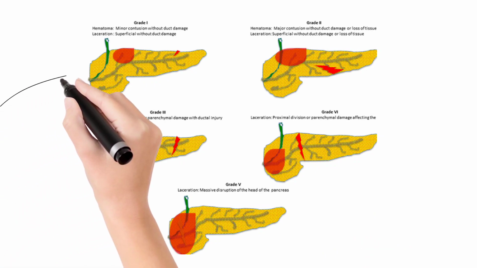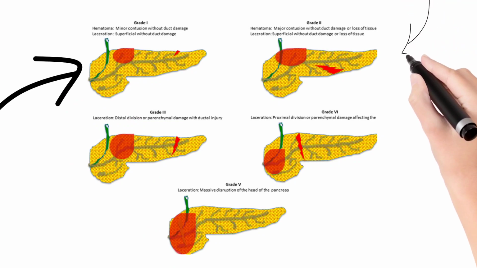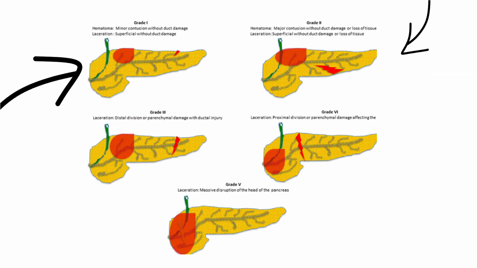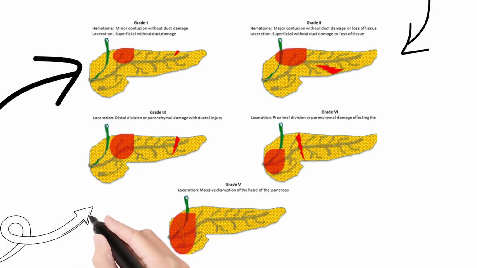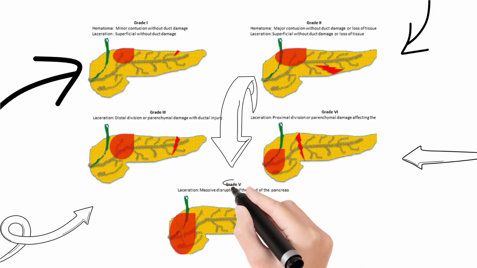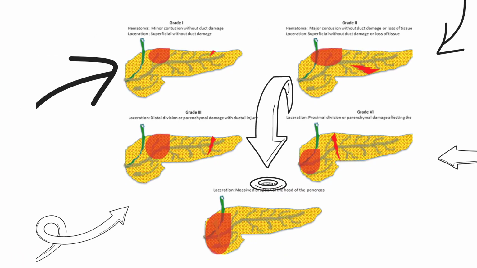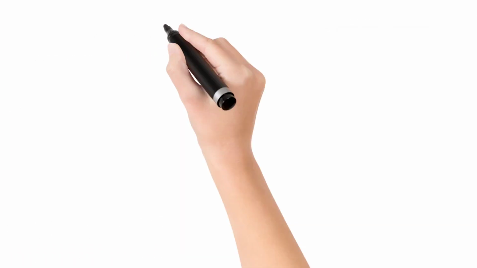And injury, grade 1 to 5. Grade 1 is only parenchymal hematoma, simple hematoma, with no laceration. Grade 2 is severe hematoma without duct injury. Grade 3 is hematoma with distal duct injury. Grade 4 is hematoma with proximal duct injury. Grade 5 is injury at the ampulla of Vater, hematoma along with laceration of the duct.